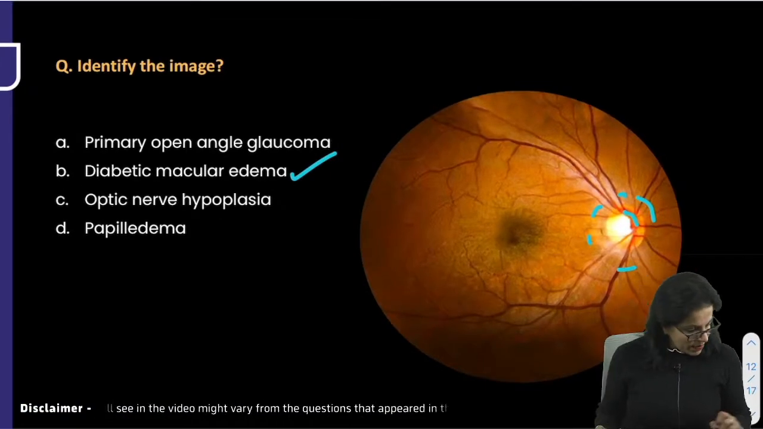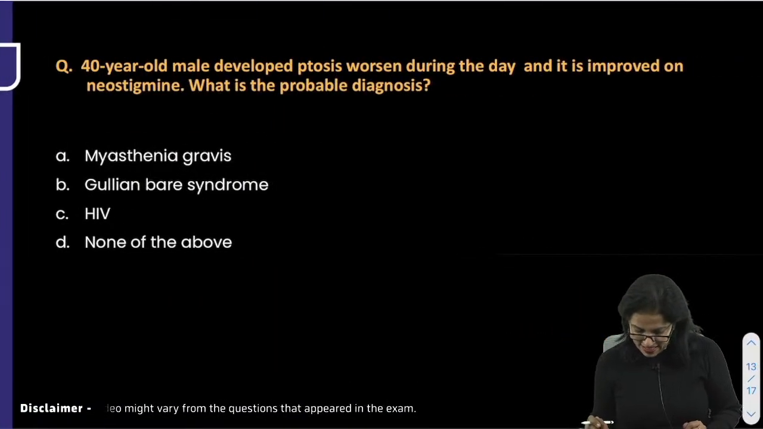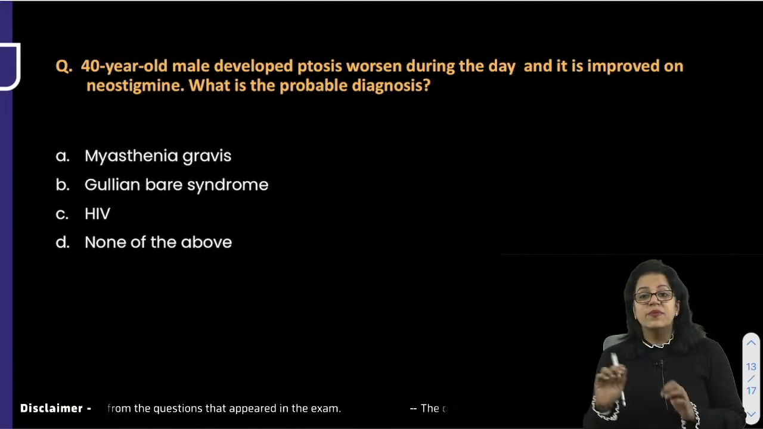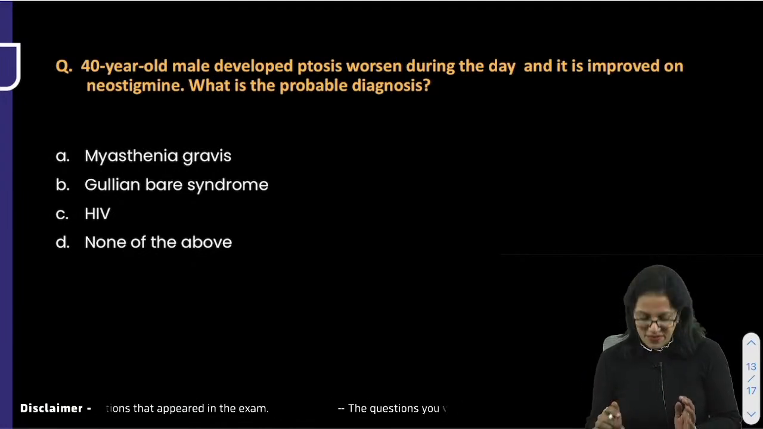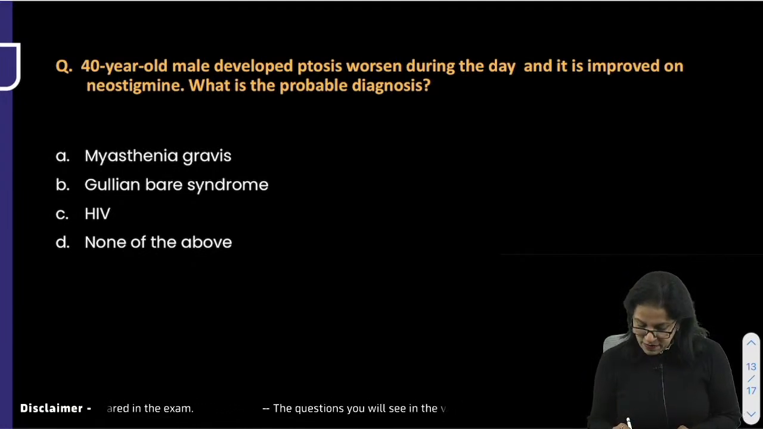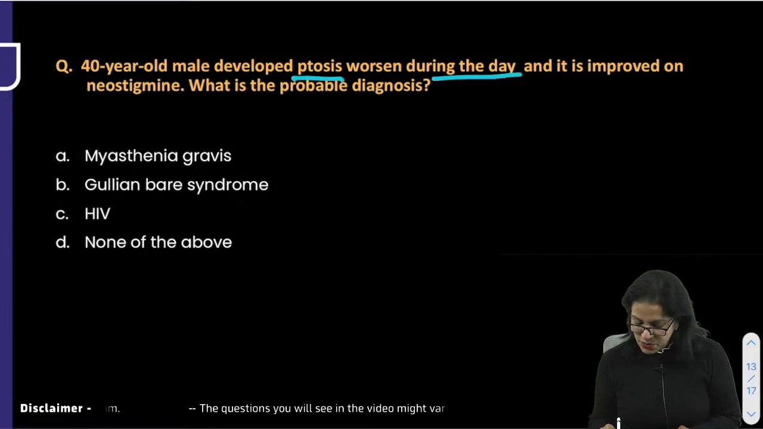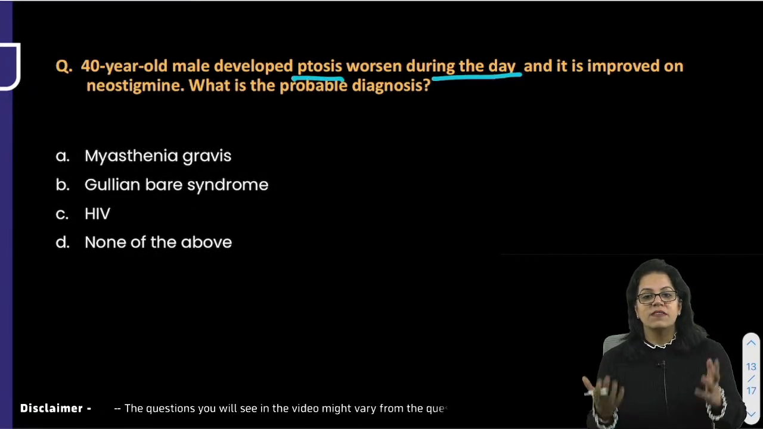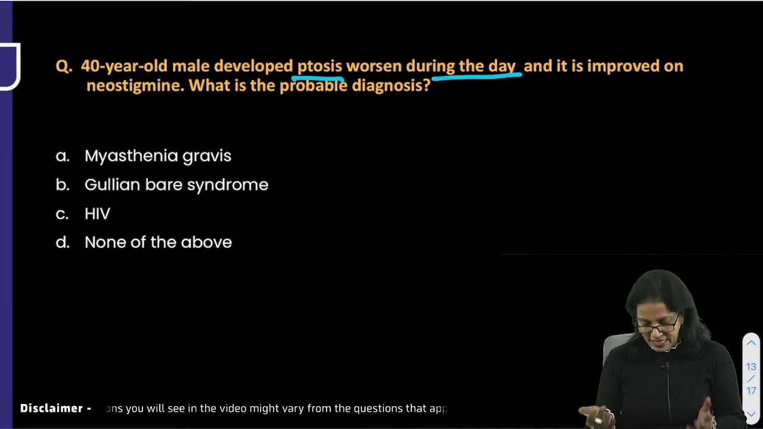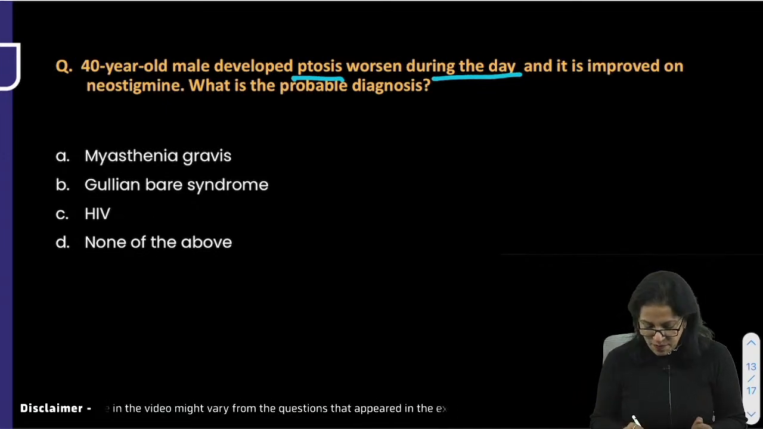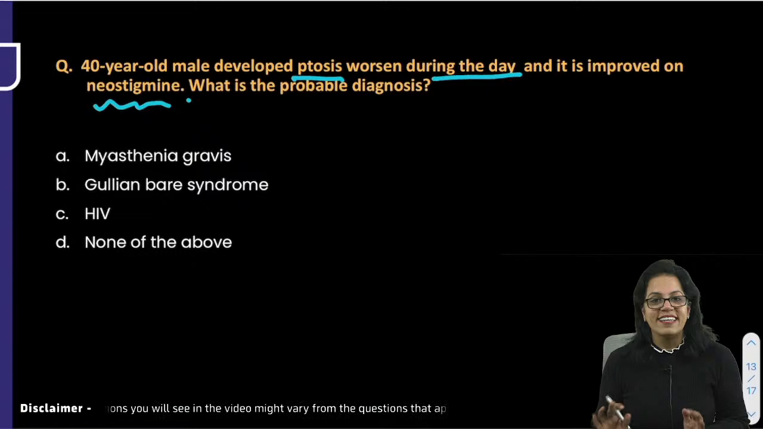Okay, we come to the next question. This was a very obvious or simple question. I think you all have answered correctly. A 40-year-old male develops ptosis worsening during the day. Any ptosis worsening during the day is typical of myasthenia gravis, improved by neostigmine. Everything is given, all the indications here.